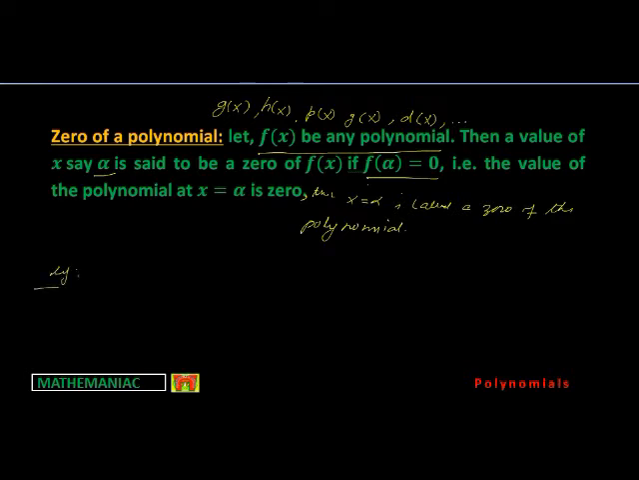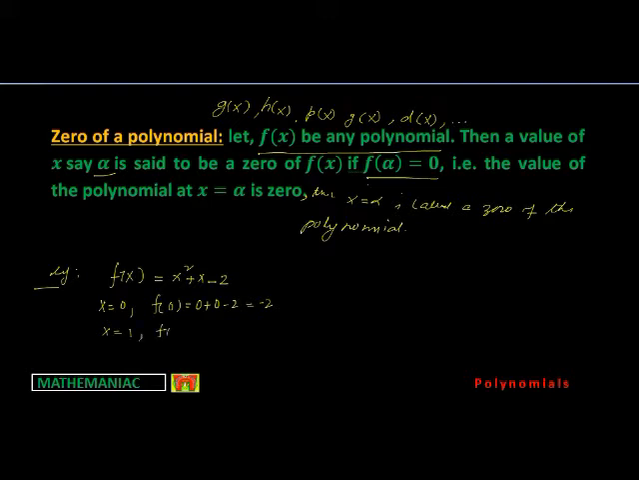I'm taking an example. Say I have f(x) = x² + x - 2, a polynomial. Now I ask you to put x = 0. Then what will I get? You all know how to do it. If you put x = 0, it means f(0). That means 0² + 0 - 2, giving -2. Is this 0? No, it is not 0.